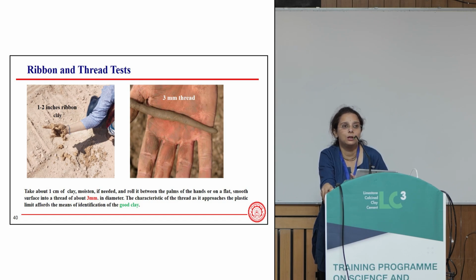And similarly, we take clay and press it between the thumb and the middle finger to form a ribbon of about 3 mm, and let this ribbon break under its own weight. If it is making a ribbon of considerable length, then it is a very good clay. If we have a shorter ribbon, then it is a clay mixed with some silty material. But those materials can also be used for making LC3 cement.